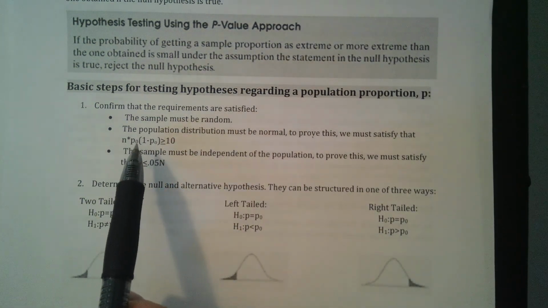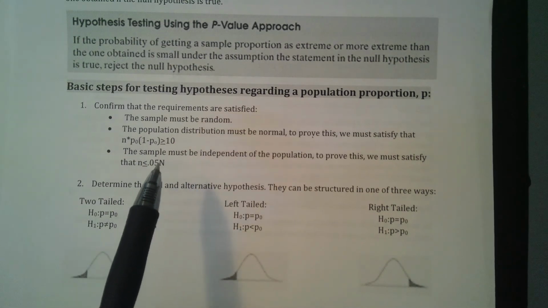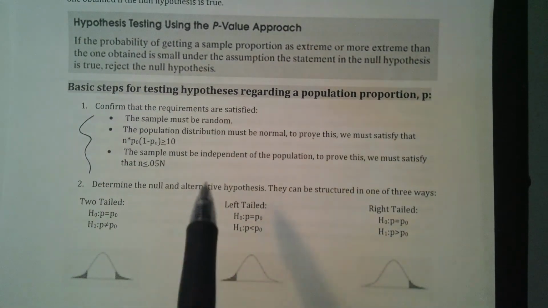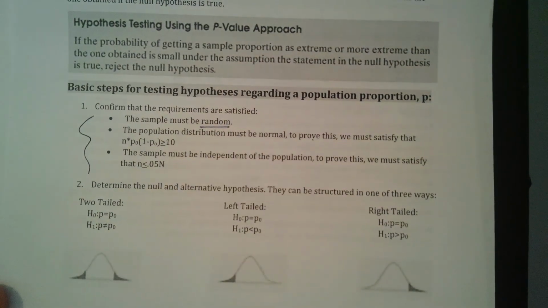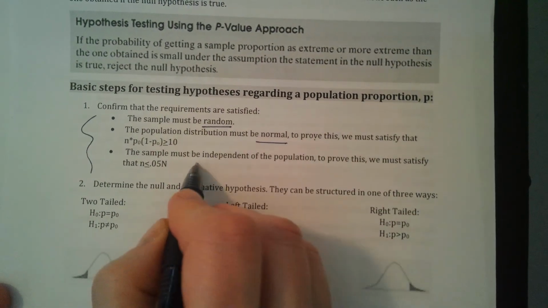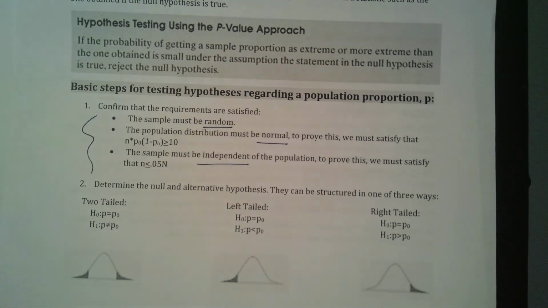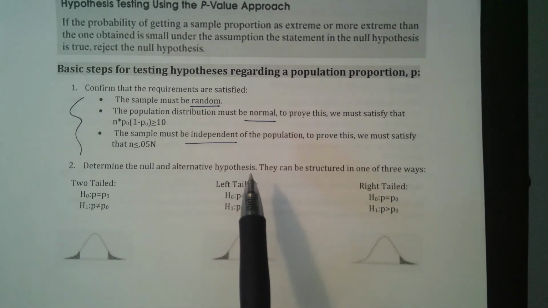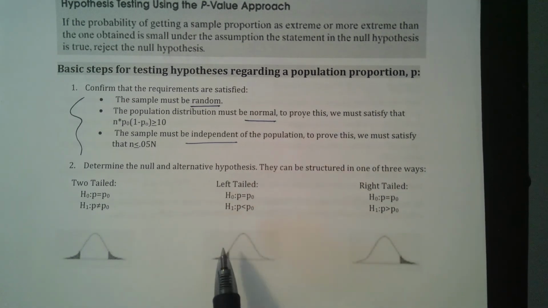The first step is confirming that the requirements are satisfied. So we went over those requirements already. It has to be random, it has to be normal, and it has to be independent. So you have to make sure all 3 pieces of the criteria have been met. Then we determine what the null and the alternate hypothesis is and structure it and determine what type of tail you have.